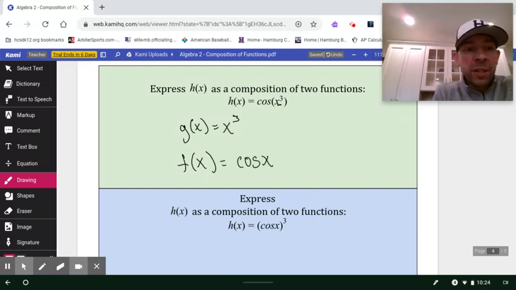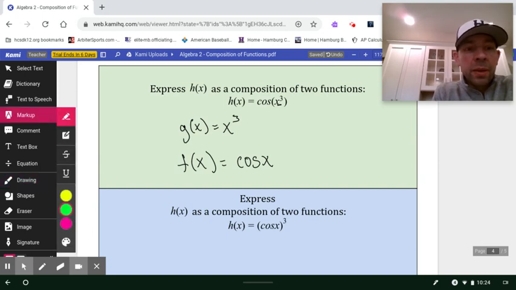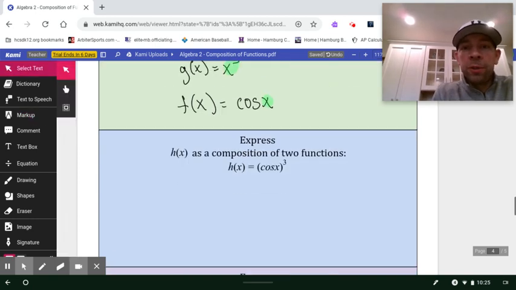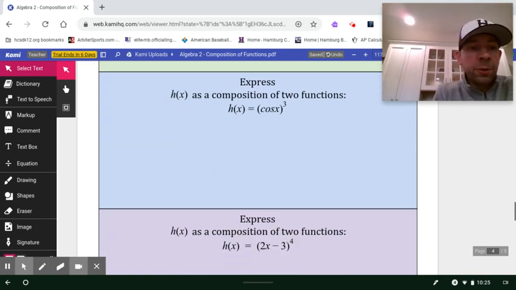So imagine this x right here getting replaced with x cubed. It would make this answer up here. All right, we're cruising, huh? We're cruising. Hopefully not going too fast.